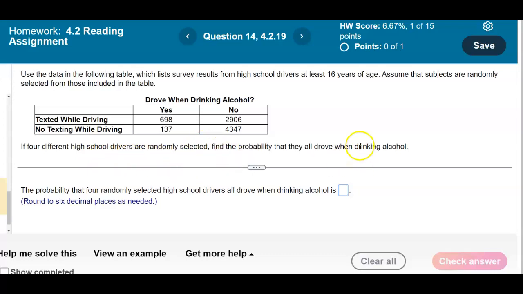drove when drinking alcohol. Okay, so the first thing we should do is find the total of the columns and then find the total of the rows. So if we want to find the total of the columns, if we take 698 and add 137, then we're going to get a total of 835. If we take 2,906 and add that with 4,347, then we're going to get the total of 7,253.